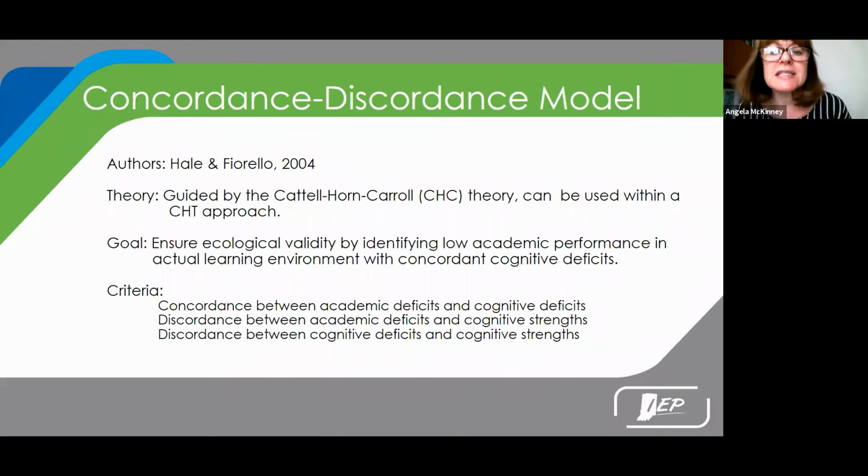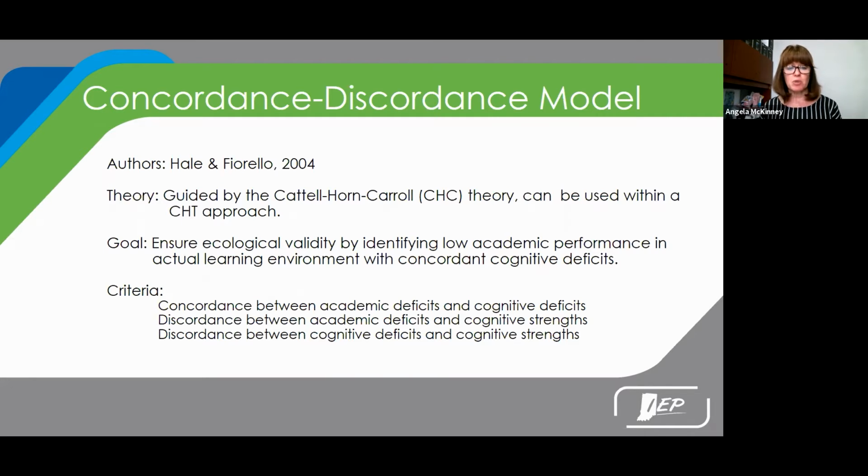All right, the concordance discordance model, again, it's based on CHC theory of looking at all of those different cognitive processes, but it's pretty darn complex. If you like to do a lot of math, this is your method of choice. But it's got some very similar thinking behind it. It's just using different scores and processes.